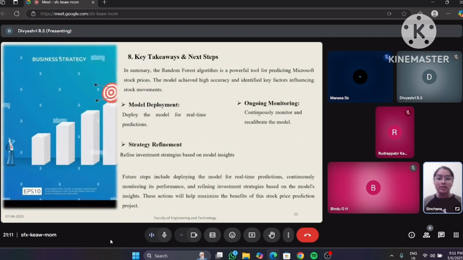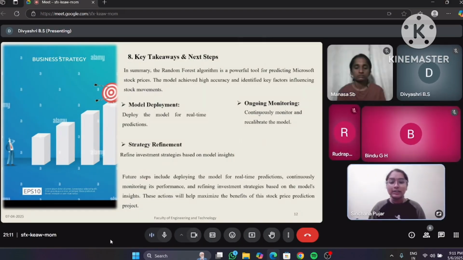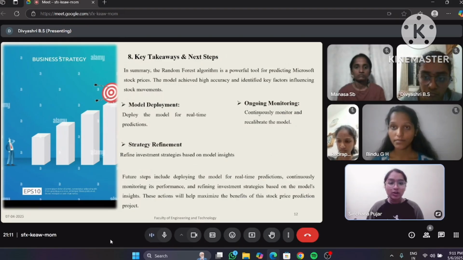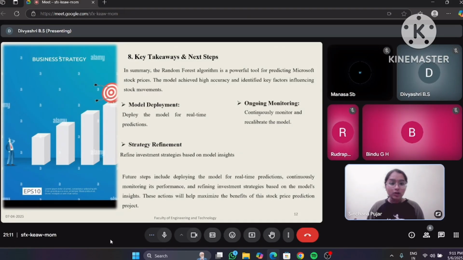Coming to the key takeaways and next steps. In summary, the random forest algorithm is very powerful in predicting Microsoft stock prices. This model achieves high accuracy and identifies the key factors which influence the stock movements. First we have model deployment, ongoing monitoring and strategy refinement. Model deployment deploys the model for real-time production predictions. Ongoing monitoring continuously monitors and recalibrates the model. Strategy refinement refines investment strategies based on model insights.